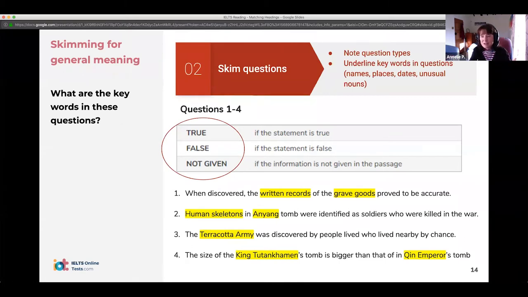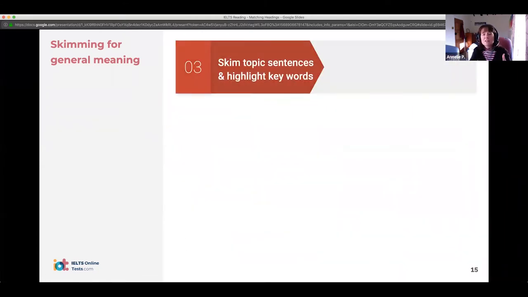Okay, so mainly we're looking at names here and also some unusual nouns, some technical words. Okay, so those are, at the moment, you're just getting a general idea. You're looking for the easiest words to find rather than the words that are going to tell you the answer, which is going to be the next stage. Okay, so you've had a quick look at the passage, you've had a quick look at the questions.